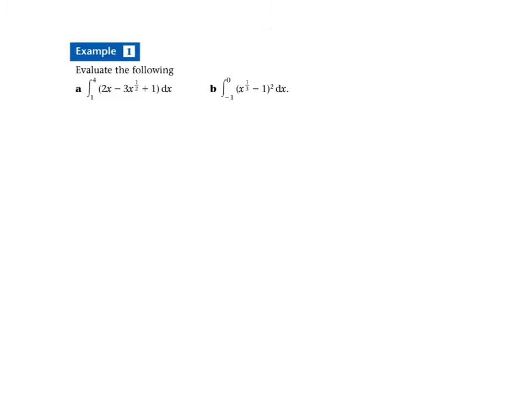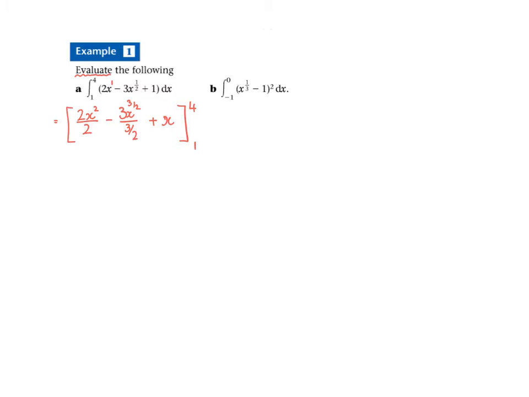Now it says evaluate, and as soon as you see evaluate, we need a numerical answer. We want a value. And we think about that as x to the power of 2, x to the power of 1. We add 1 to the power, so we need our square brackets. Add 1 to the power, divide through by the new power. Add 1 to the power, divide through by the new power. And this was really x to the 0, so it becomes x. And that's in between 1 and 4.